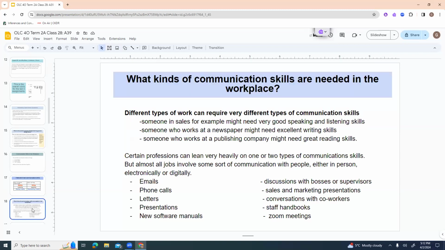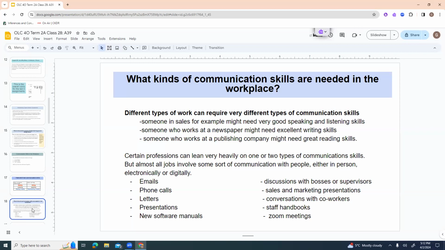Okay, so what kind of communication skills are needed in the workplace? Well, first of all, different types of work are going to require very different types of communication skills. Someone in sales, for example, might need very good speaking and listening skills. Someone who works at a newspaper might need excellent writing skills. Someone who works at a publishing company might need great reading skills. So certain professions can lean very heavily on one or two types of communication skills, but almost all jobs are going to involve some sort of communication with people, either in person or electronically and digitally.